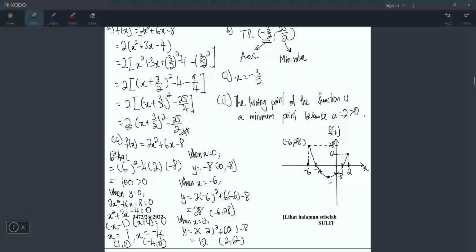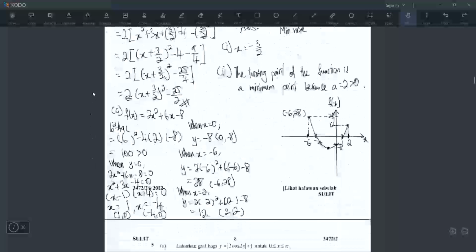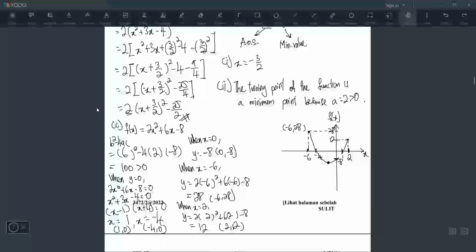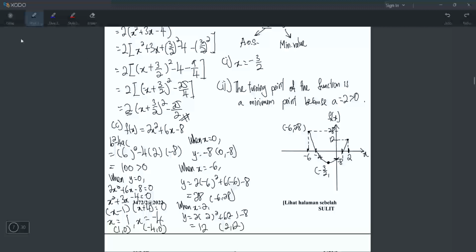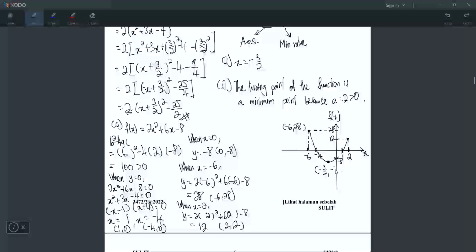Okay, for my final step, what is the final step? The final step is the modulus. So the modulus, what will happen here is you have to reflect everything below the x-axis up, right? But to do that, we first need to know this coordinate, right? So this coordinate is -3/2. What's this now? I already erased. -25/2. Okay.